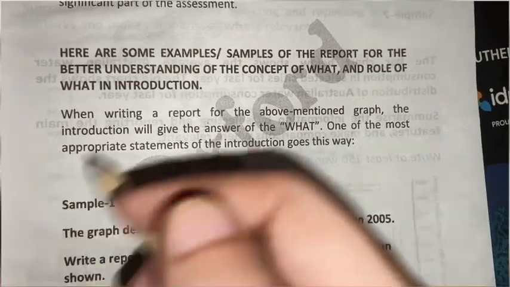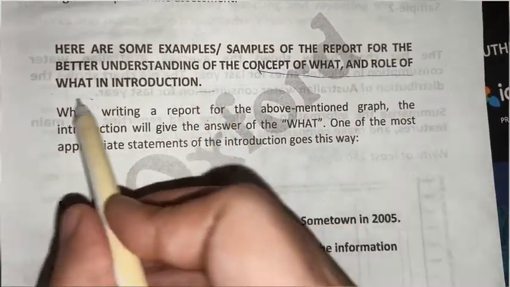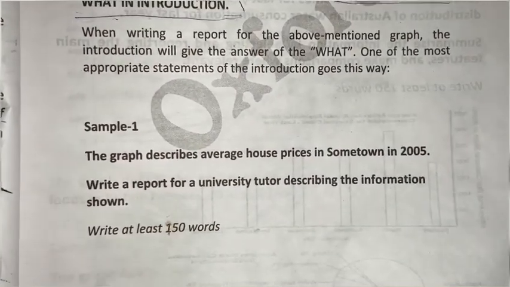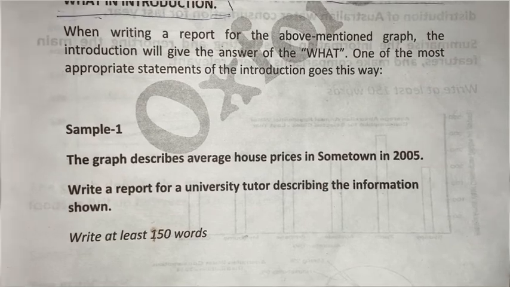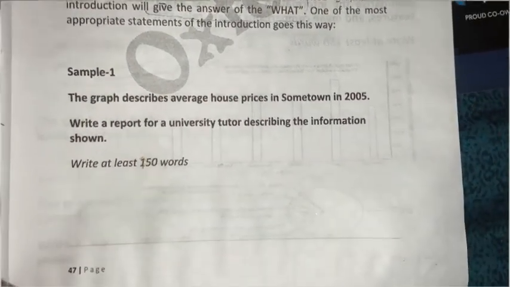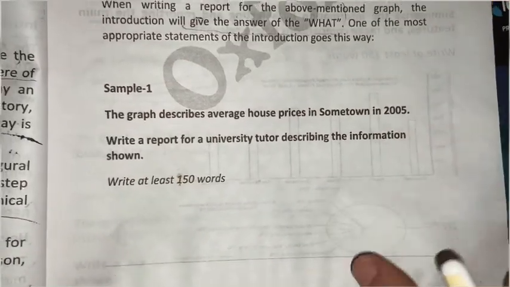Here are some examples of the report for better understanding of what and the role of what in the introduction. So when writing a report for the above mentioned graph, the introduction will give the answer of what. One of the most appropriate statements of the introduction goes this way. So sample number 1, guys, we will discuss now. The graph describes house prices in 2005.